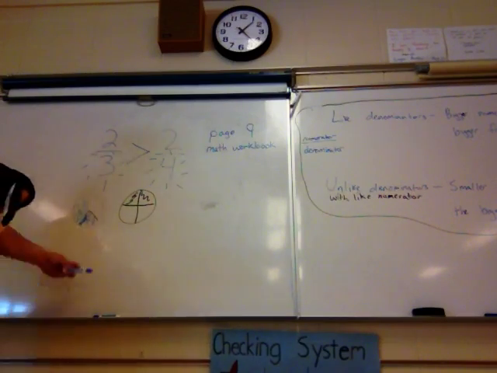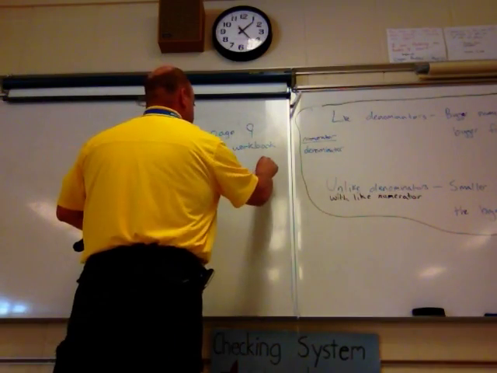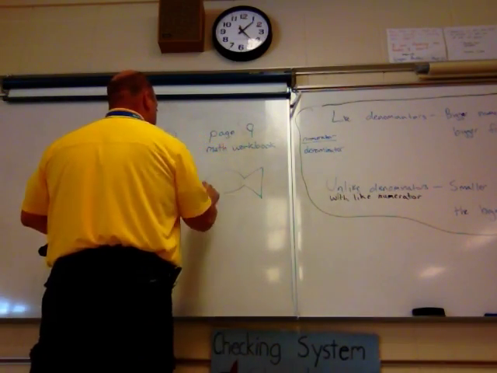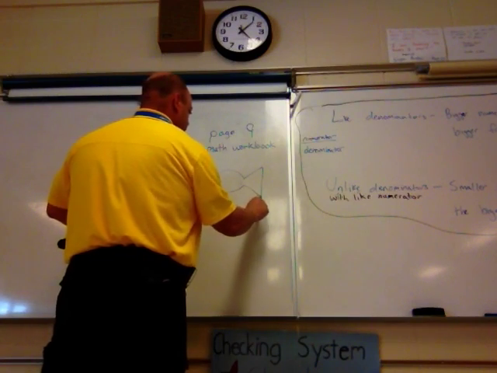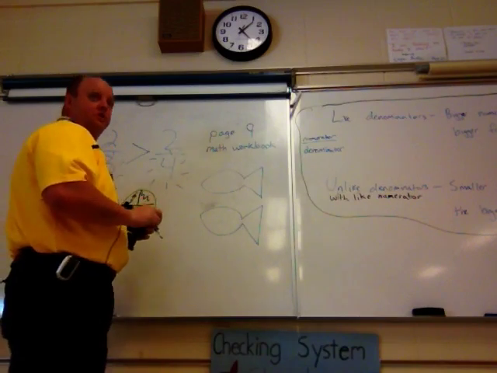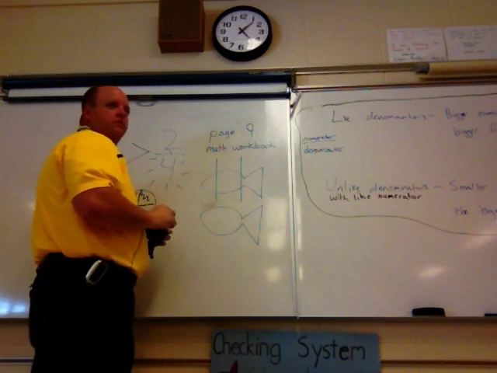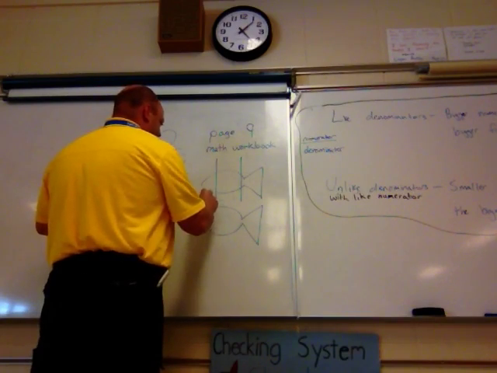So here's my fish. Try some of these on page 9. Here's my two fish. I want you to do this. The first fish is going to be cut into three parts. The second fish is going to be cut into five parts.